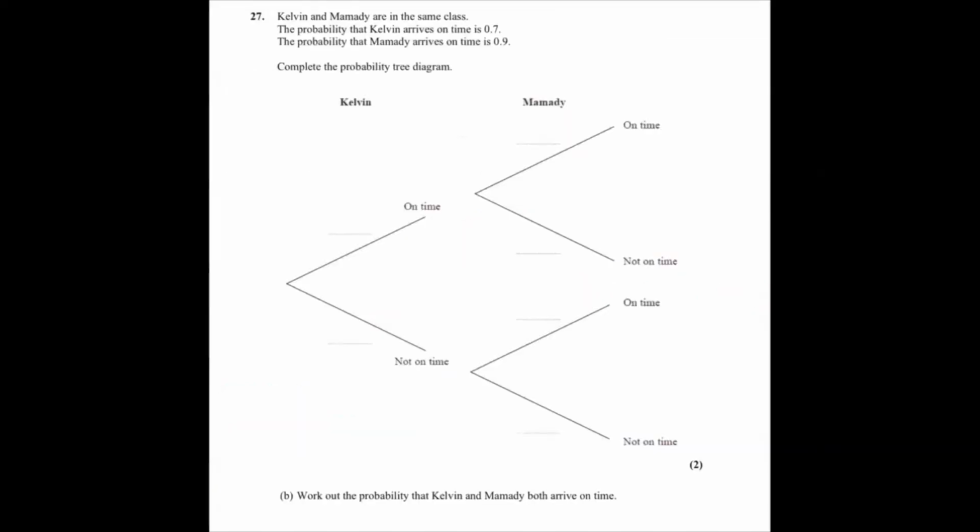Okay, our last question. We've got a probability tree diagram to complete. We can see information about Kelvin, and we can see that Kelvin is the first person on the tree diagram. So his arriving on time is 0.7. So him being late or not on time would be 0.3. These have to add to 1. And then we've got our 0.9 with 0.1, and that's repeated.